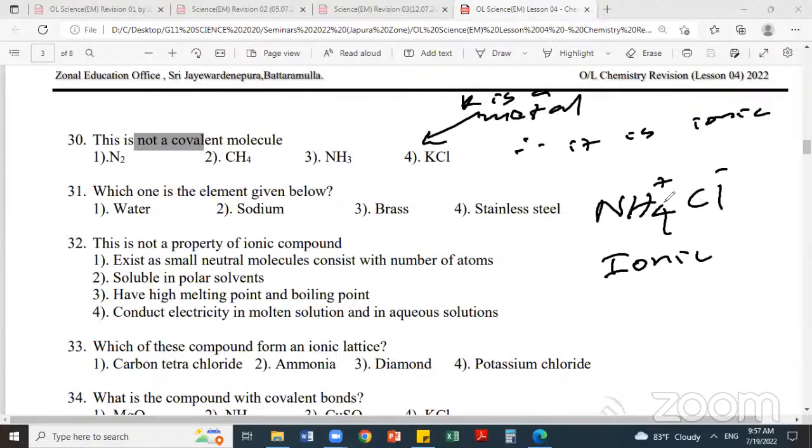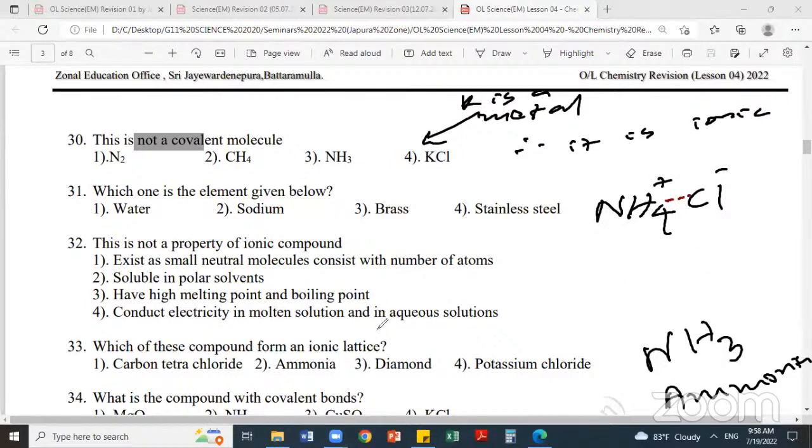Right? So how to read this? Ammonium, not ammonia. Ammonia is NH3. Ammonia is a basic gas. This is ammonium ion and chloride ion. It is an ionic bond. So this bond is ionic. But within the ammonium ion, there are covalent bonds. So ammonium chloride has both covalent and ionic bonds.